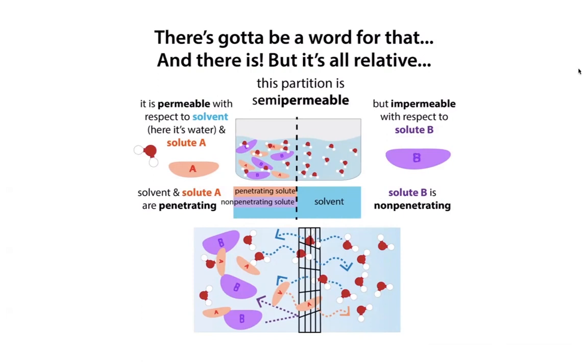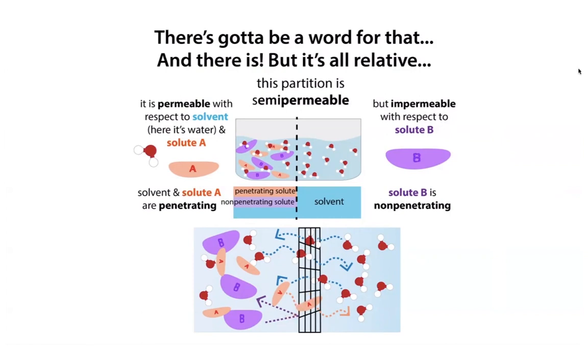The things that can get through, we say that they are penetrating. We can have a penetrating solute. So in this example, solute A is going to be penetrating. The membrane is permeable to solute A as well as to the water. Both of these can get through the membrane. However, it's impermeable with respect to solute B, so we say that solute B is non-penetrating. If something can't get through the membrane, we say it's non-penetrating. If it can get through the membrane, we say it's penetrating.